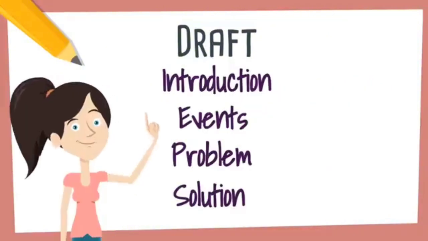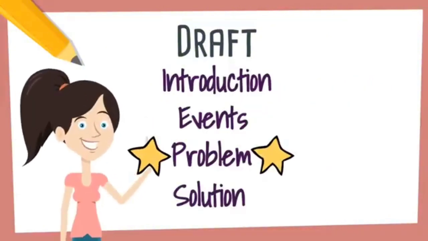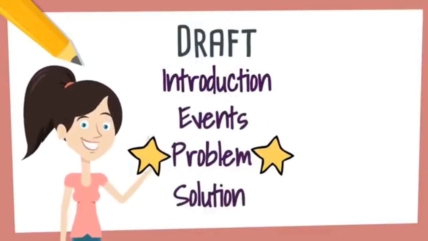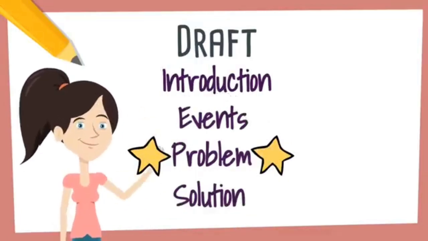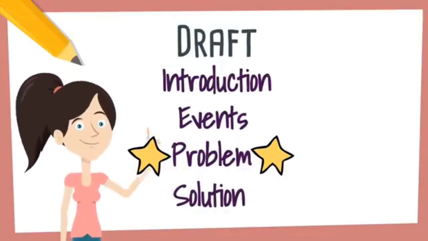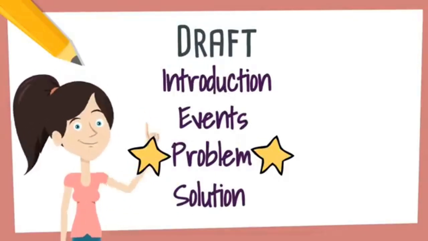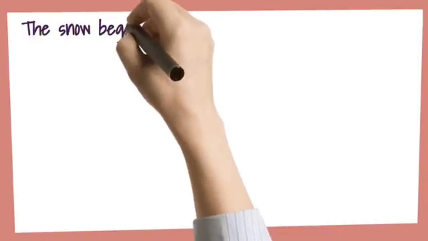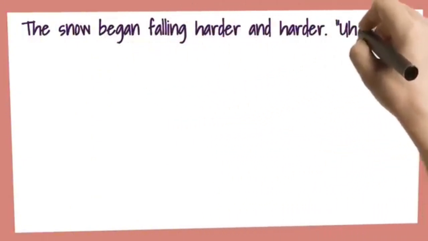The problem is the most important part of the story, so I have to really zoom in on it. I can't just say, Mary slipped and fell and Sam got loose. That would be so boring. I have to make sure I give enough details so the readers can really picture this part in their minds. So here we go. The snow began falling harder and harder.